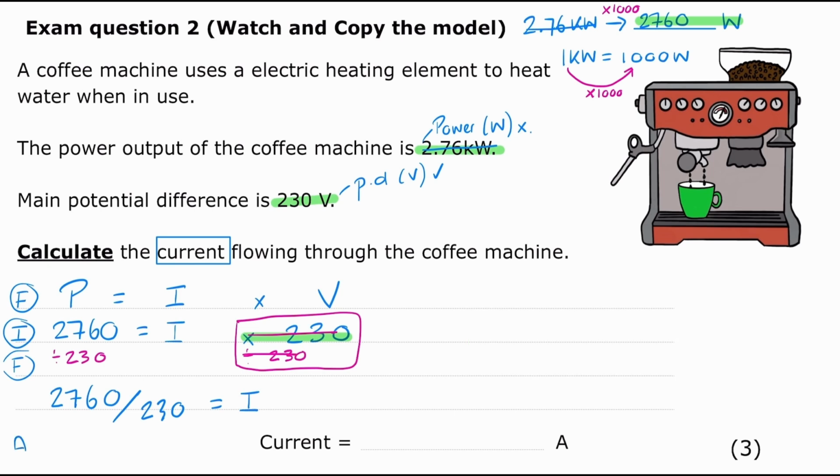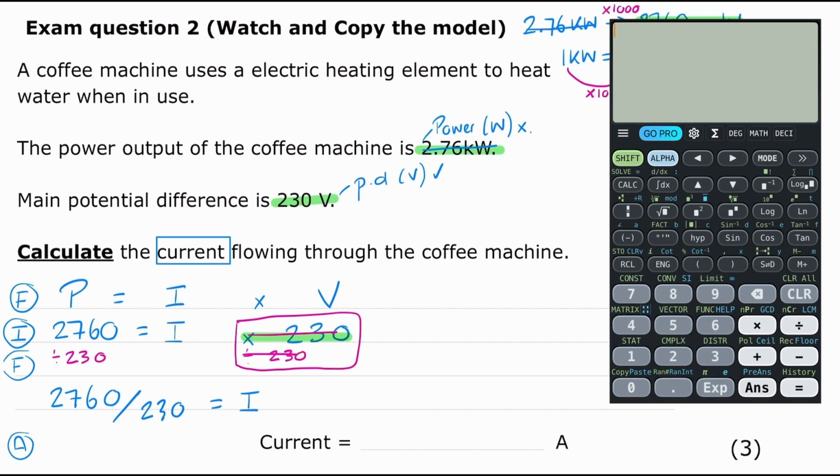Finally, A stands for answer. So now that we've got our rearranged formula, where current is the subject, we can enter it into the calculator and find the answer. 2,760 divided by 230 gives us 12. And this is a current, so it's going to be 12 amps. As always, double check your calculation, and once you are happy, write your answer on the answer line.